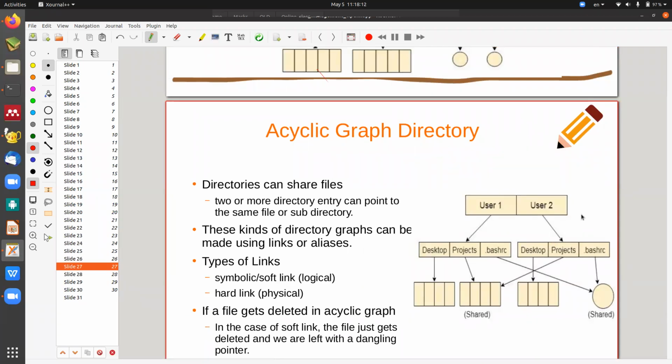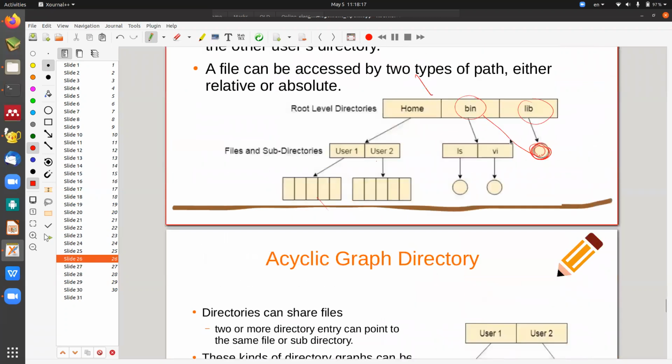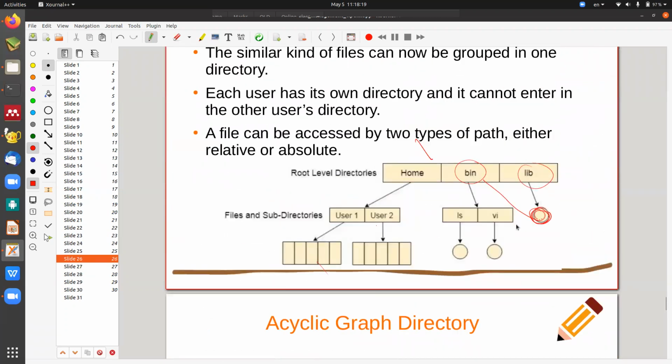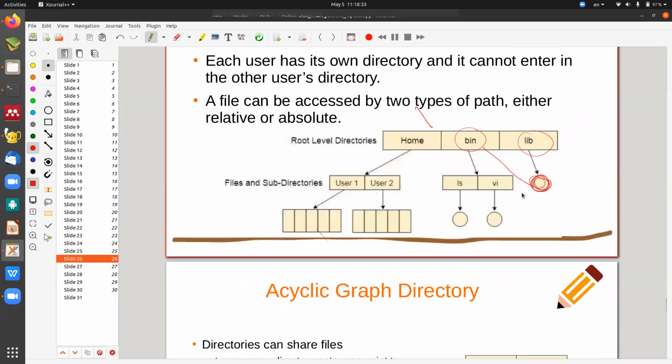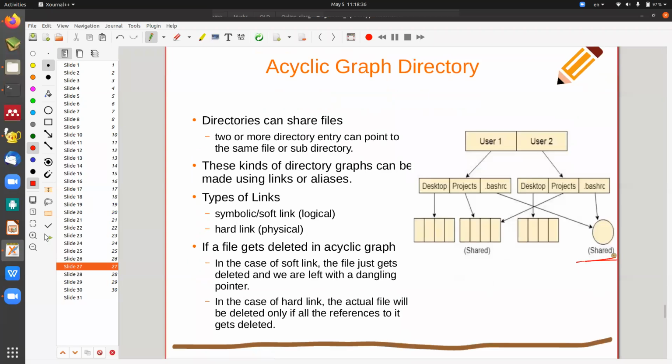Sir, in the previous system, can we implement that using a shortcut? No, even if you use a shortcut, that has to be shared among both or not. If it is shared, means it is a link. If there is a link, it is not a tree. It must be a graph. What you call a shortcut is this kind of thing.